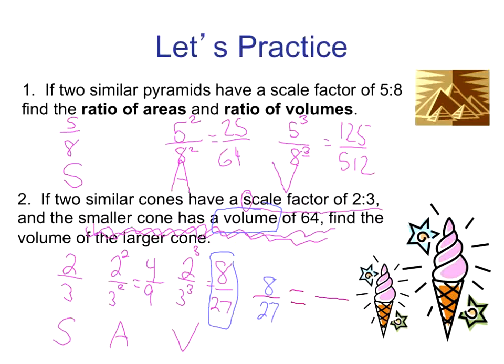So I'm going to say 8 over 27 equals, now before I put my numbers in here, 8 is the smaller number, 27 is the larger number. Everybody okay with that idea? 8 smaller, 27 is larger. So up here it's saying the smaller cone has a volume of 64. Would 64 belong on top or bottom? 64 is smaller. Which one of these 2 is smaller? The top, so it belongs on the top.